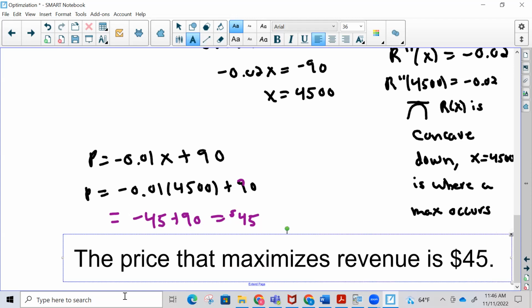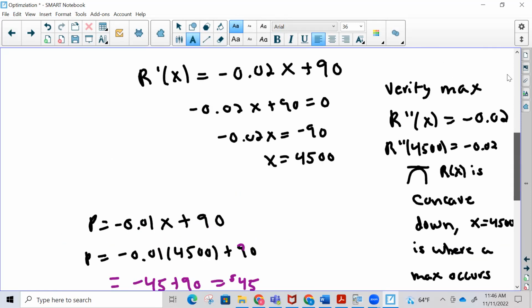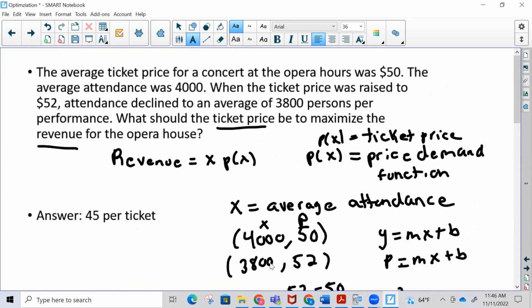This is going to be a lot of the optimization problems that you see. You're going to have to come up with your demand function using that linear relationship. Then write your revenue as X times the demand function, take the derivative, set it equal to 0, find the point, and then just make sure you're answering the question. Please let me know if you have any questions about optimization.